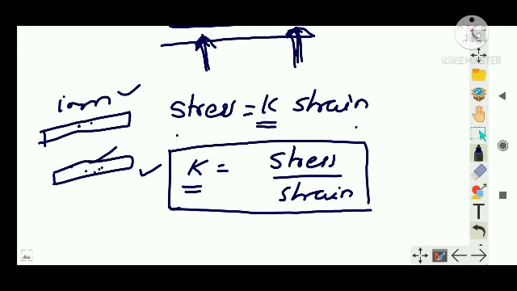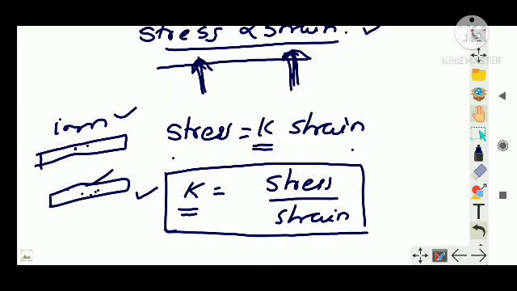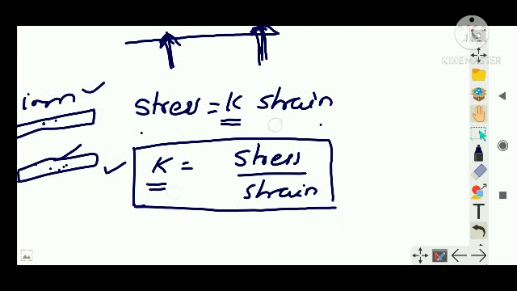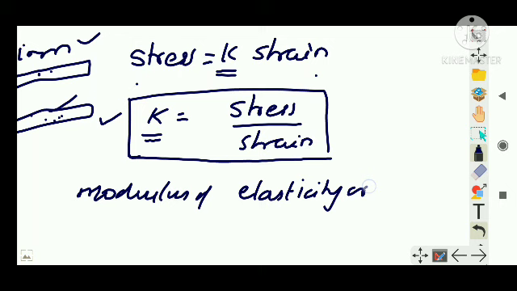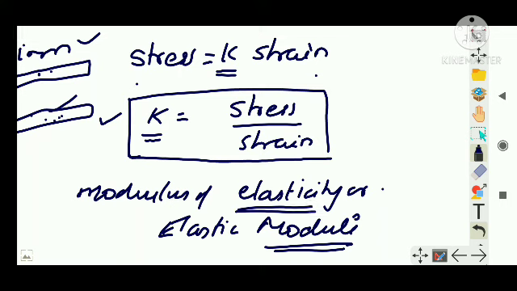So stress is directly proportional to strain, that is Hooke's law. In order to remove that proportionality, a constant was introduced by Hooke. That K is known as modulus of elasticity, or elastic moduli, right? So if you want, I can write it: modulus of elasticity or elastic moduli. Clear? So this much is the only thing which I want to take today, right?